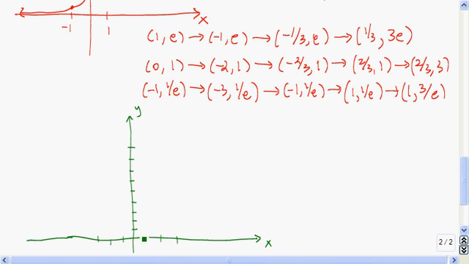We have the point where x is 1/3 and the y-coordinate is 3e. 3 times 2.7 is a little bit over 8. So we have the point (1/3, 3e), which is right around there. And then we have the point (2/3, 3). And we have the point (1, 3/e). 3 over e is a little bit over 1.